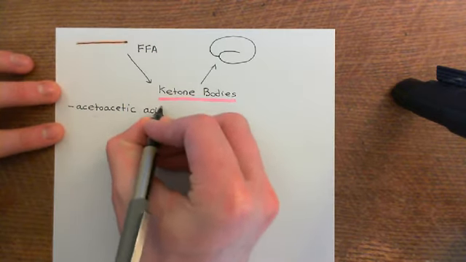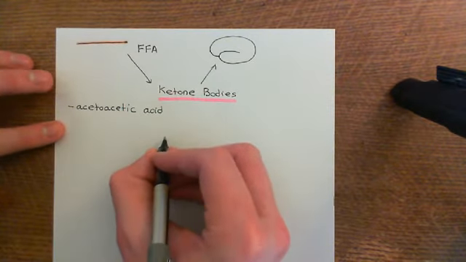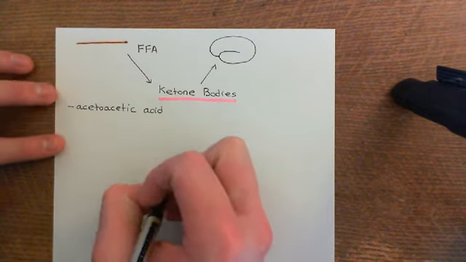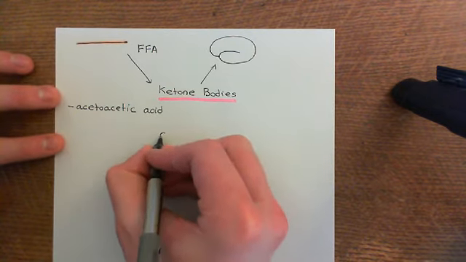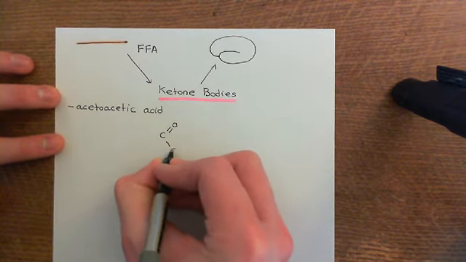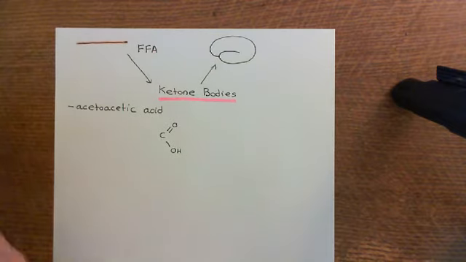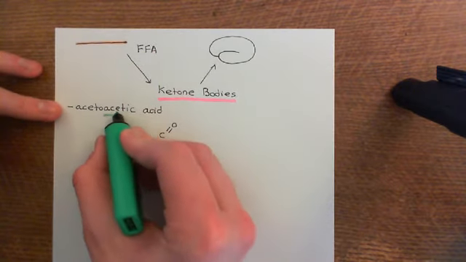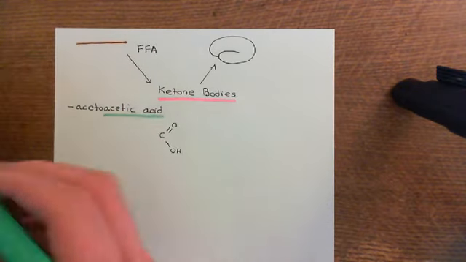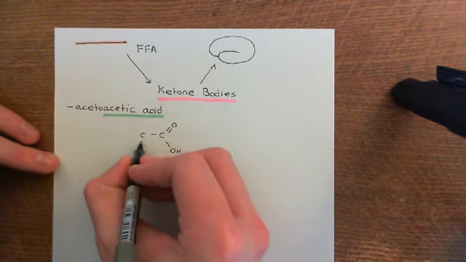So acetoacetic acid, we'll call it. Let me show you the structure of acetoacetic acid, and then we'll move on to the other one. Its structure is that it's going to be acetic acid. Now, acetic acid is another name for ethanoic acid, the old name for ethanoic acid, and ethanoic acid is a 2-carbon carboxylic acid.